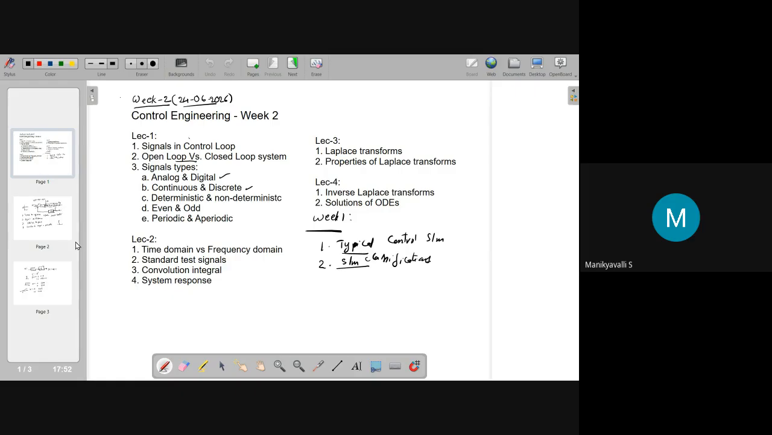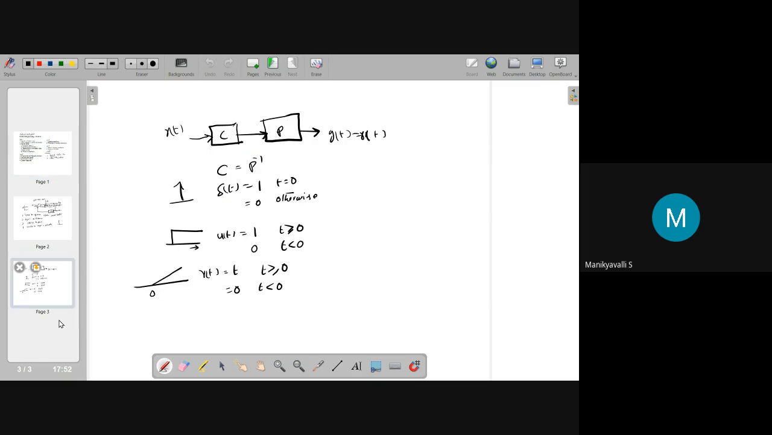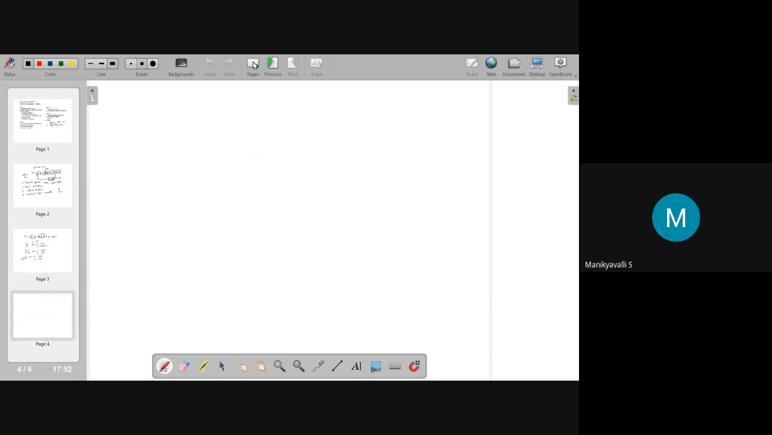Then you will go into system response. Let us suppose you are having a system like this, and this is your response. Suppose if you give input as impulse, then the response you are getting is called h of t. This is called the impulse response of a system.